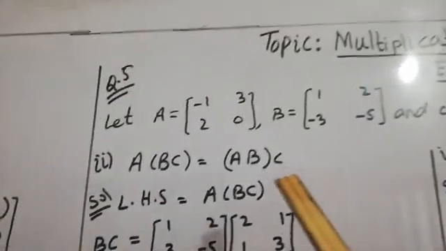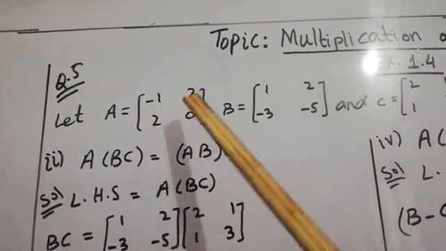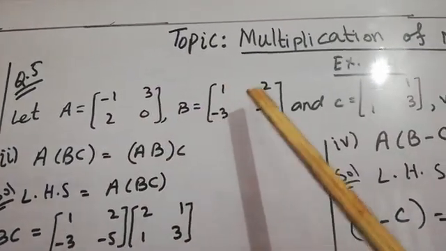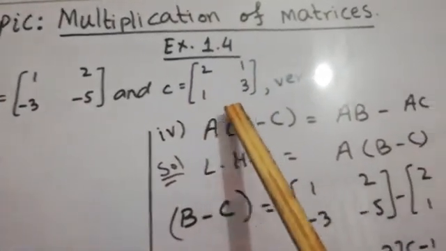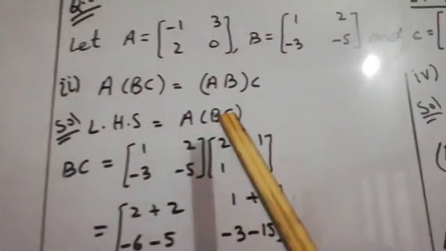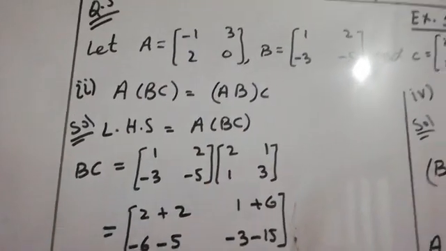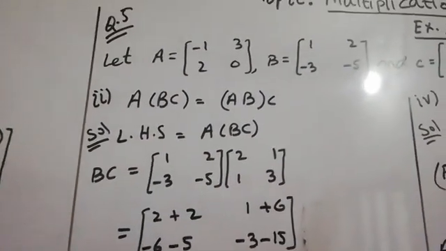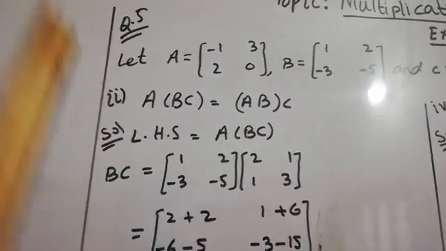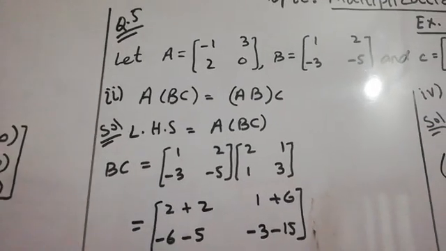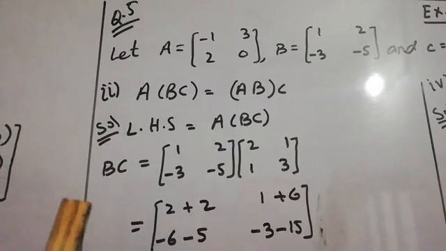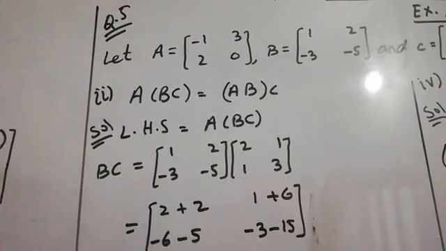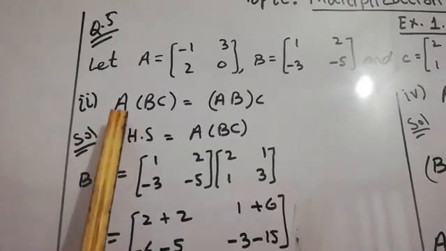Question number 5. If A is equal to minus 1, 3, 2, 0, B is equal to 1, 2, minus 3, 5 and C is equal to 2, 1, 1, 3, then verify part number 2: A into BC is equal to AB into C. My dear students, remember one rule: generally in multiplication, AB is not equal to BA. Okay, remember this rule. Now we are doing part number 2.